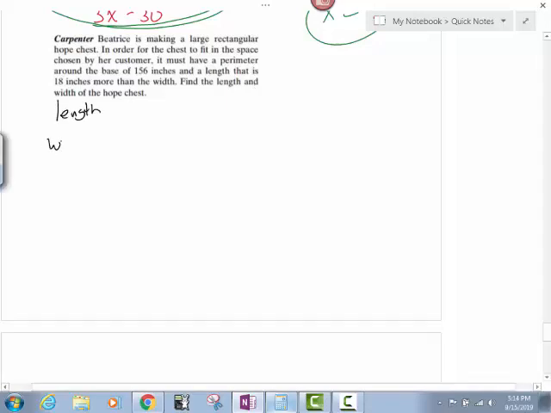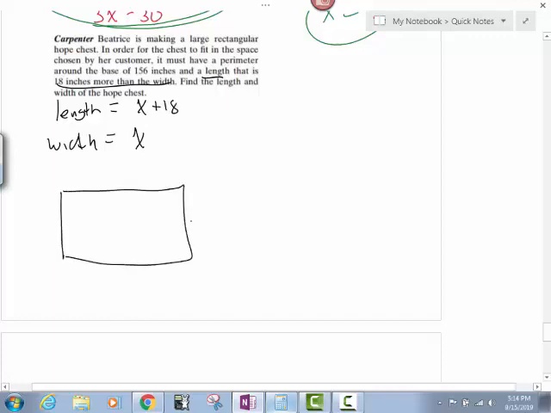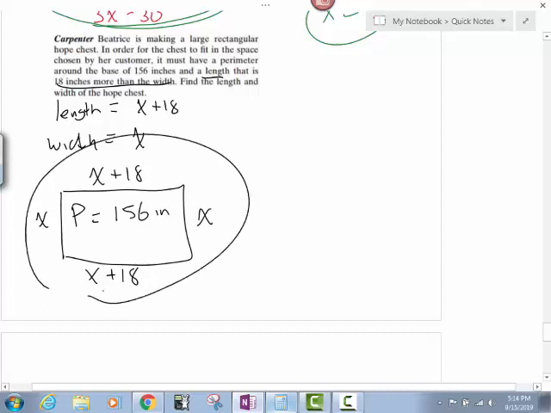The length and the width. Okay. So let's see. The length is 18 more inches than the width. I don't know anything about the width, but the length is going to be 18 inches more. Just like we did before. That'll be x, so that'll be x. This will be x plus 18. This will be x plus 18. And the perimeter tells me in this problem is 156 inches. So just like we did before, we're going to add all the way around.